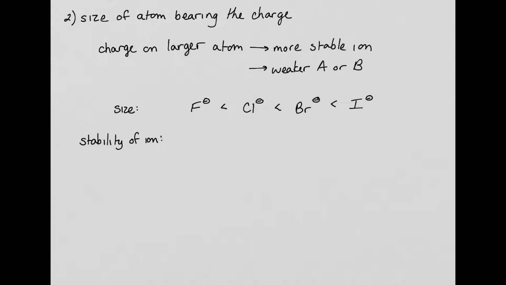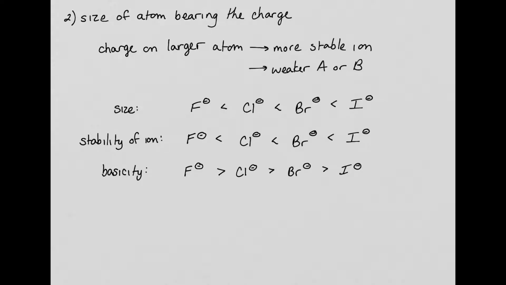Therefore, fluoride is the least stable ion, followed by chloride, bromide, and then iodide. The trend in basicity will be reversed. Fluoride is the least stable ion, and therefore it is the strongest base, followed by chloride, bromide, then iodide. The acidity of the conjugate acids will show the reverse trend. The strongest base, fluoride, will have the weakest conjugate acid, hydrogen fluoride, followed by hydrogen chloride, hydrogen bromide, and then hydrogen iodide.